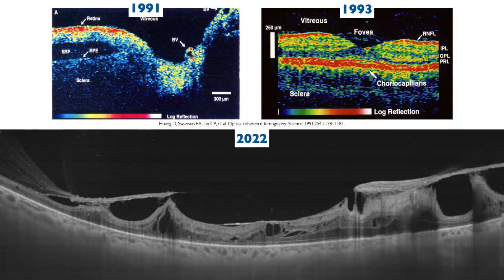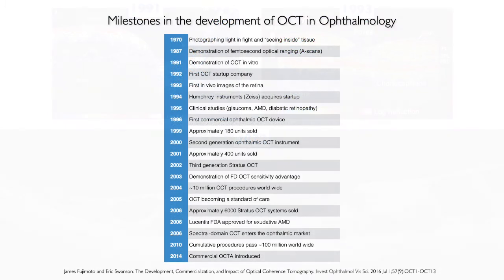Nowadays, in 2022, we are able to obtain wider scans with much more resolution, and so also for clinical practice we're able to distinguish in detail the inner retinal layers from vitreous to outer retinal layers, choroid, and also sometimes we're able to visualize the sclera.